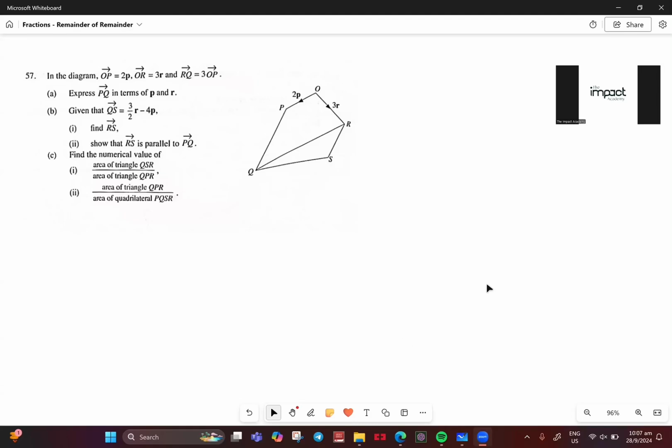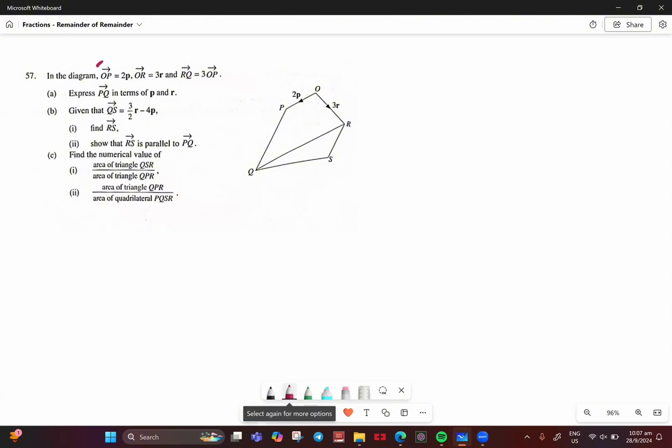Hi everyone. Today we are looking at vectors. As you can see over here, this vectors question may seem complicated, but actually it is not. What we want to do is break it up slowly, bit by bit. First thing first, you have to read whatever is over here.